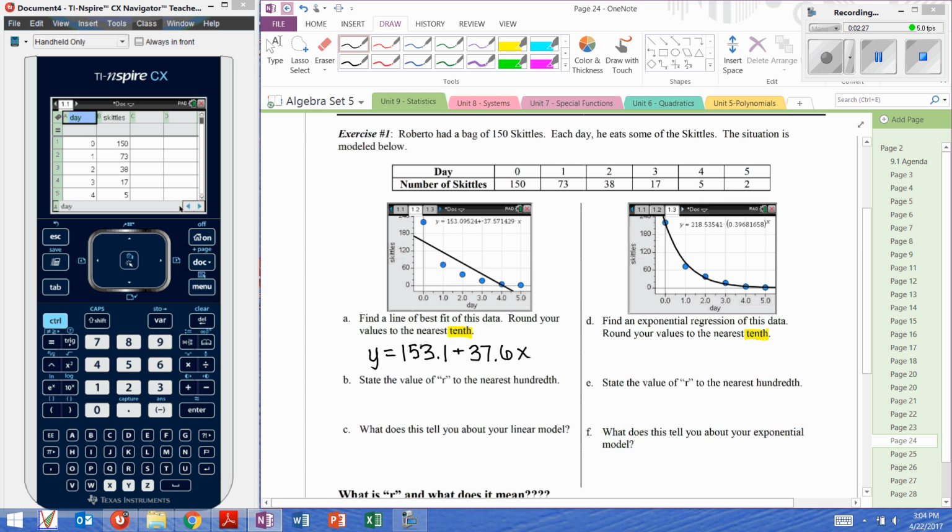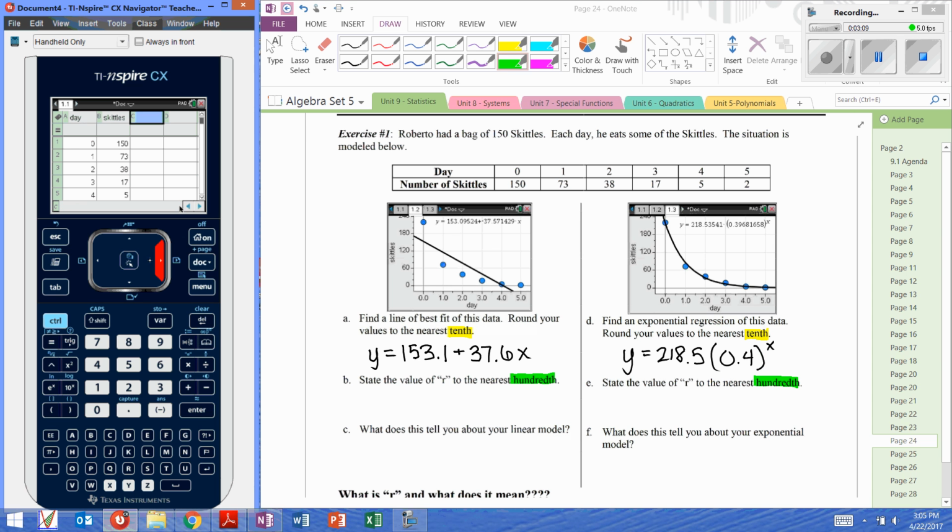And I'm going to hop over to D because it says find an exponential regression, which it looks like they already did for us. And it says to round the values to the nearest tenth. So y is going to equal 218.5, and that's going to be multiplied by 0.4 to the x power, the nearest tenth. Okay, now that we have our equation shortened, let's read on, because both B and E are telling us to find this value of r rounded to the nearest hundredth.